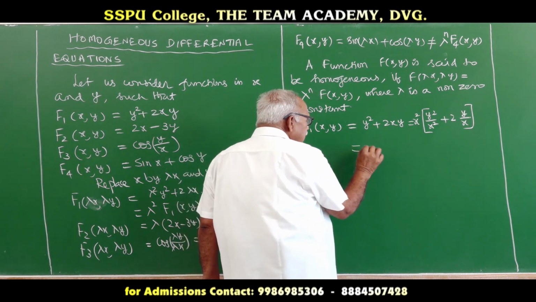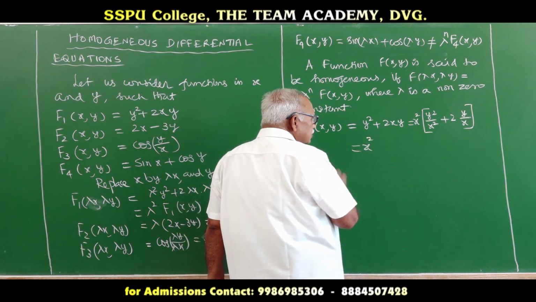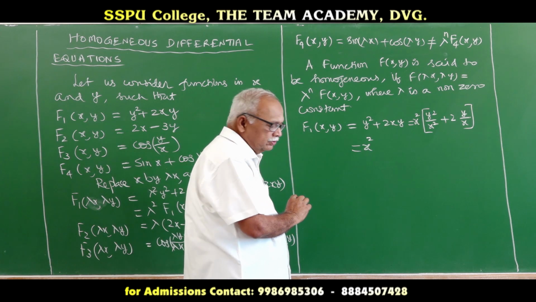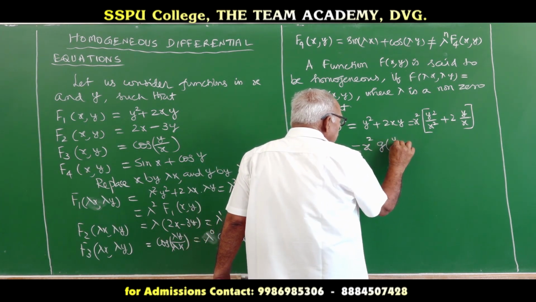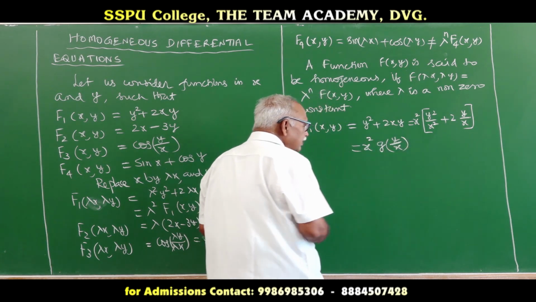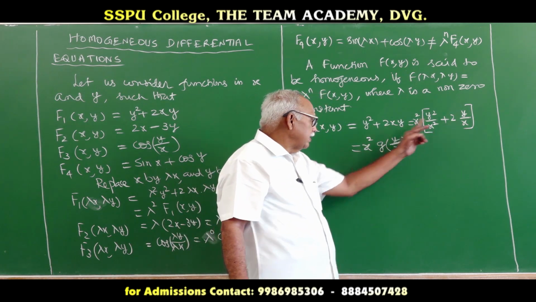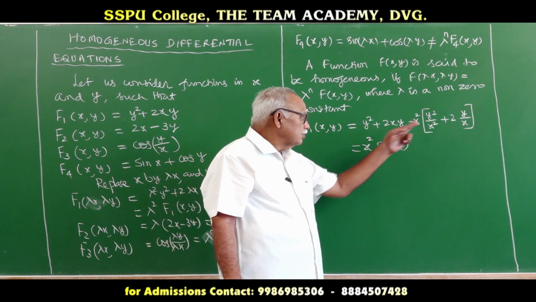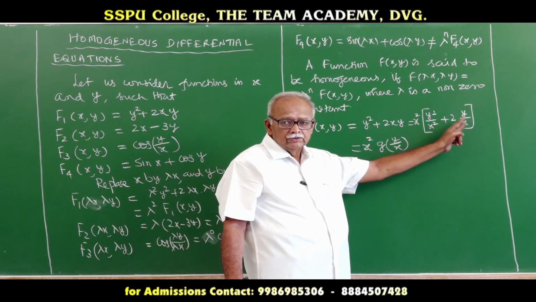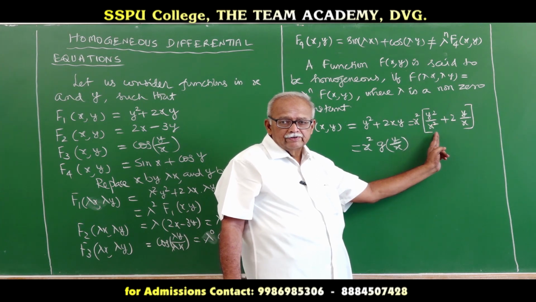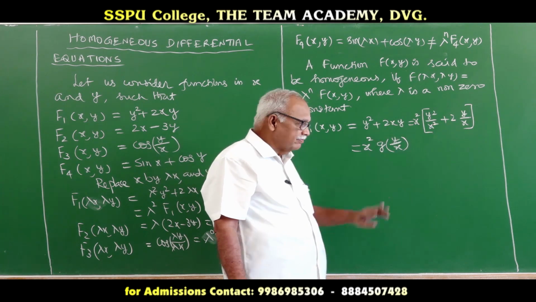So, this can be written as x square into g of y by x. This is a function of y by x, x square is taken out. This is also a y by x function. So, both the terms contain y by x. So, we can write it as g of y by x.